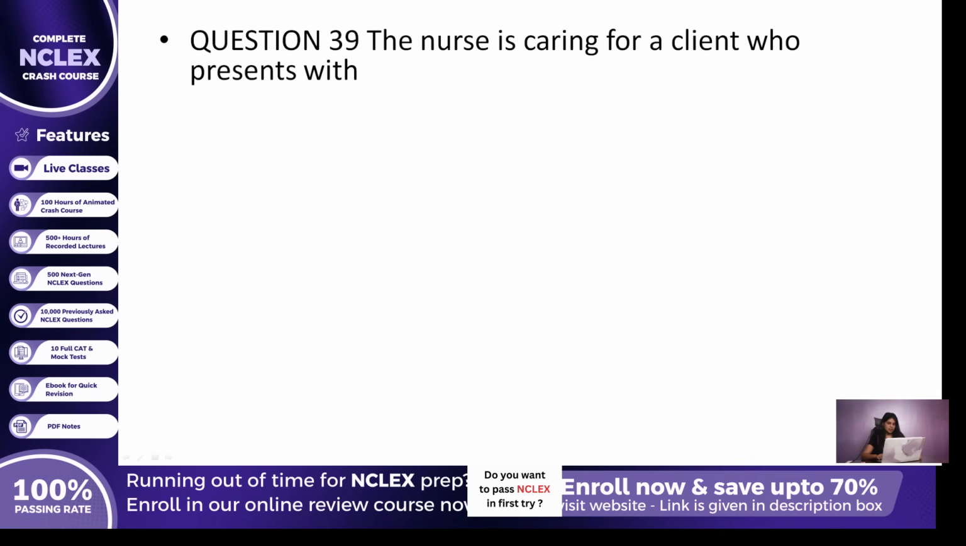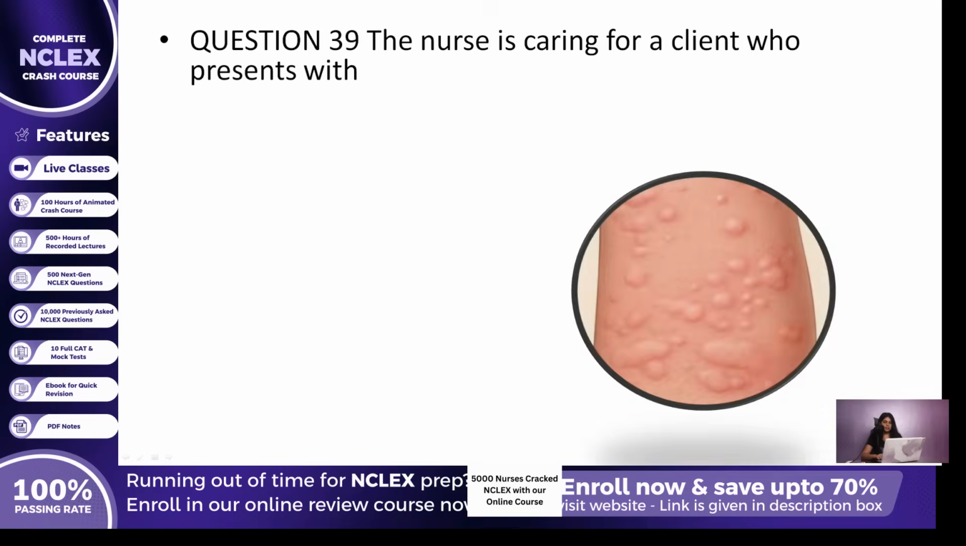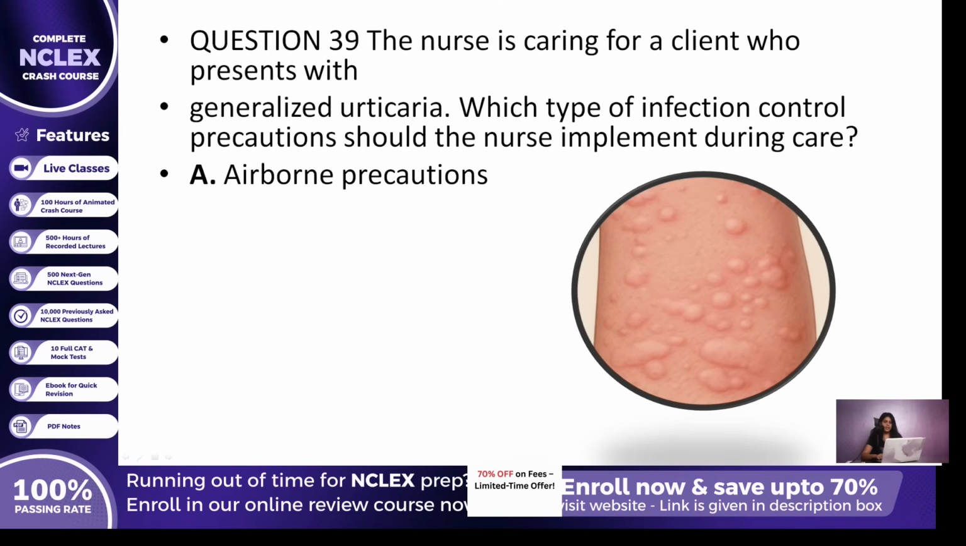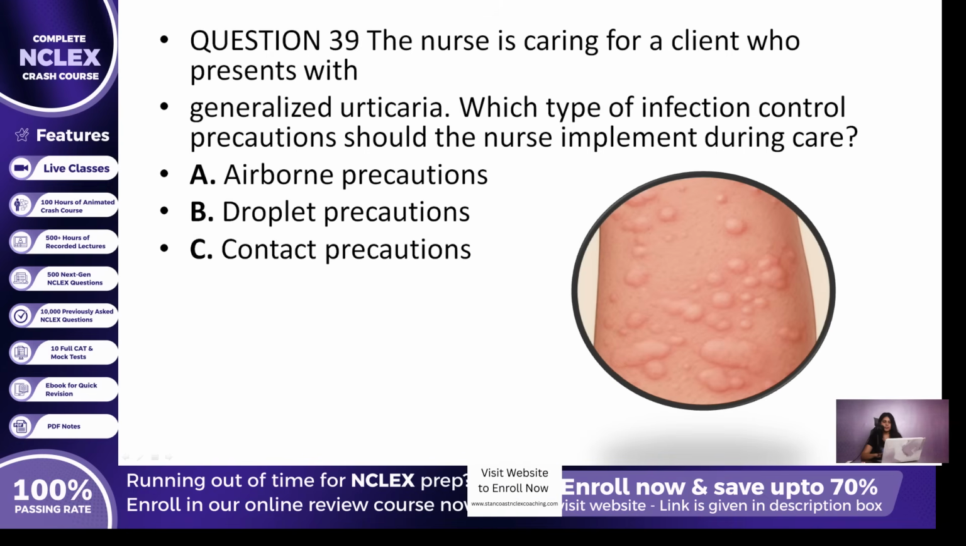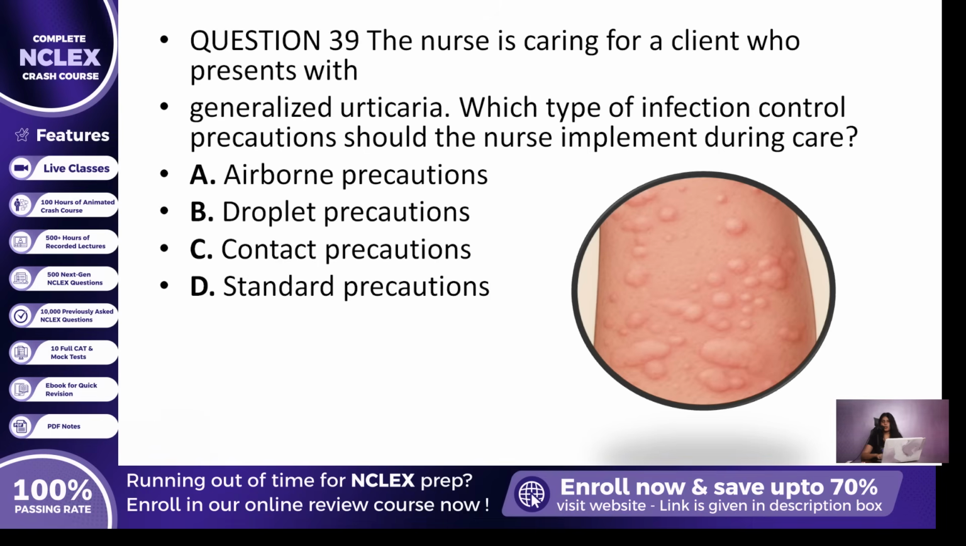Question 39. Let us now move into infection control with a client who presents with generalized urticaria. Which type of precautions should the nurse implement in this case? Here are the options. Option A, airborne precautions. Option B, droplet precautions. Option C, contact precautions. Option D, standard precautions. The correct answer is Option D, standard precautions.